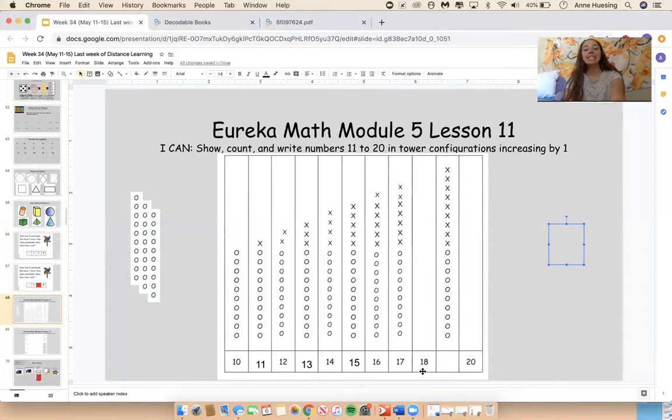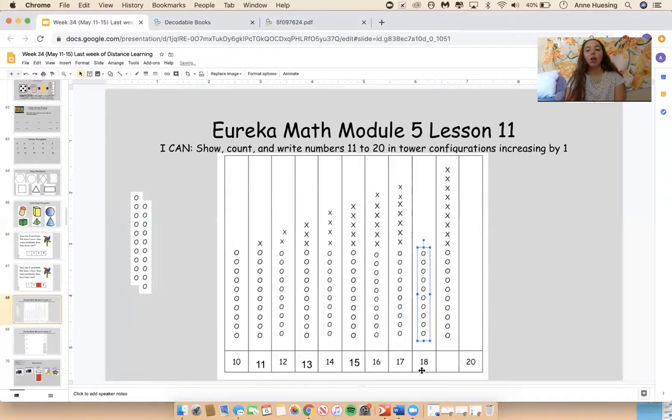Excellent. We have 18 now. How do we make 18? 1 group of 10. Good, you're getting it. And how many ones? 8. So I'm going to use my group of 5, and then I'm going to add my extra 5, 6, 7, 8. So let's count. I have 10, 11, 12, 13, 14, 15, 16, 17, 18. Did I make 18? I did.